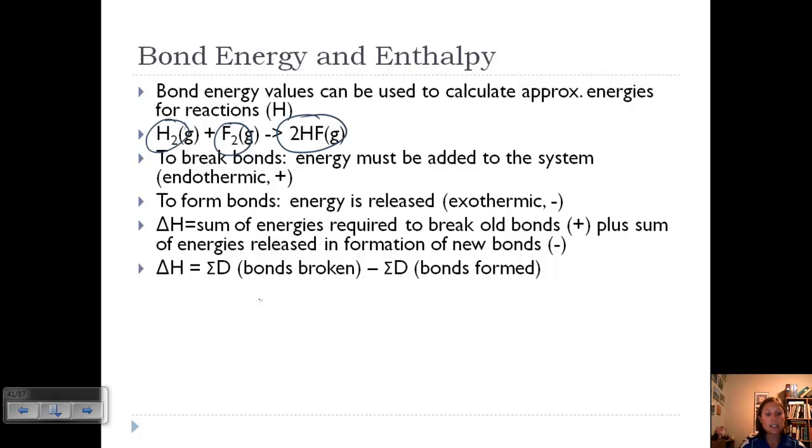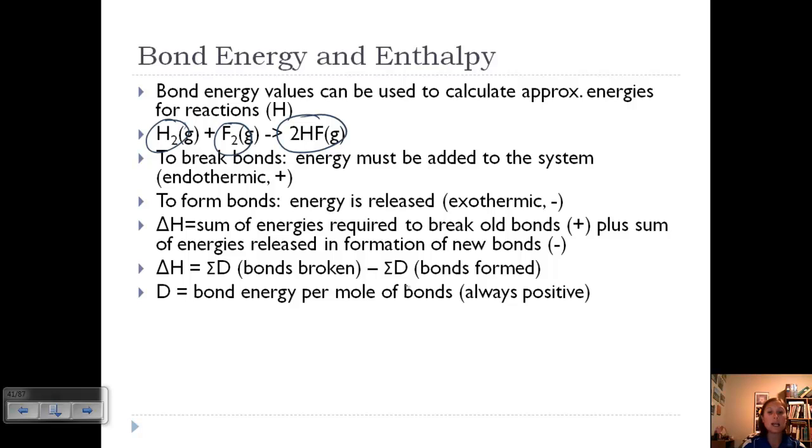So the equation is delta H is equal to the sum of D for bonds broken minus the sum of D for bonds formed. And D represents the bond energy per mole of bonds. So it's bonds that are broken, so this would involve reactants, minus the sum of all the energy for bonds that are formed, which would be products.